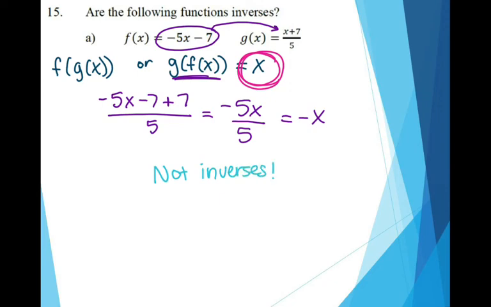So your goal is to just get x. Not negative x, not x plus 1, but just x. And since they are not inverses, we don't really need to check that f of g of x is going to equal x either, because if it doesn't equal for one of them, it's not going to equal for the other. All right, here we go, another one.